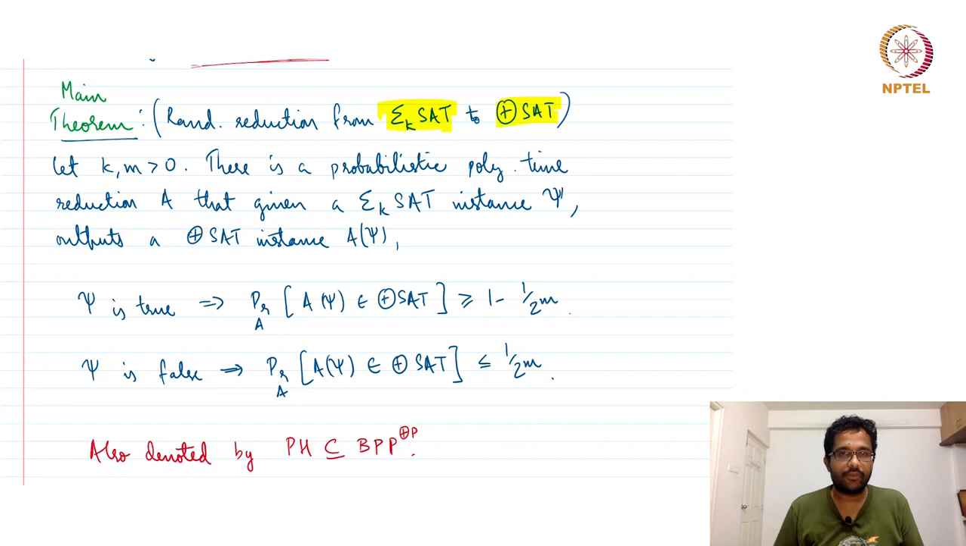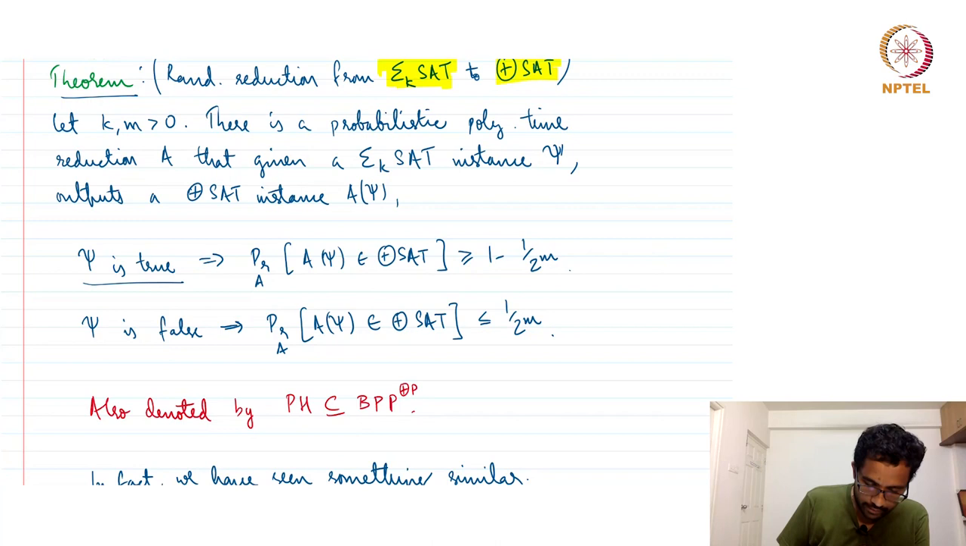If the Sigma k instance psi is true, then the output instance A psi is very likely to be a yes instance of parity SAT, meaning it is very likely to have an odd number of satisfying assignments. And notice that A psi is just a Boolean formula. It doesn't have quantifiers or anything. At the end, we are just checking how many satisfying assignments it has.